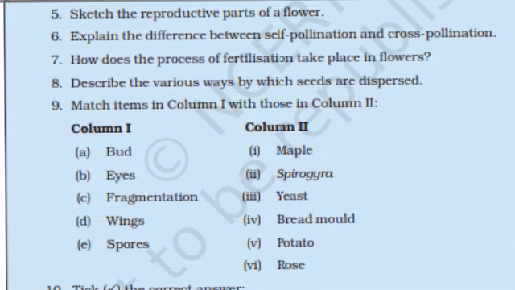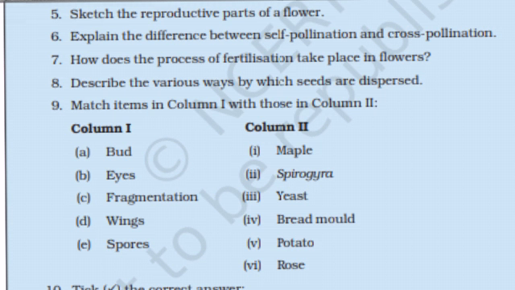Now comes question number 7. How does the process of fertilization take place in a flower? So the answer is, the male and female gametes fuse together to form a zygote. The process of fusion of male and female gametes is called fertilization. The zygote undergoes cell division or mitotic division. So this is what fertilization is, the fusion of male and female gametes, and then a new cell forms, called the zygote, which again undergoes division and grows into a new plant.